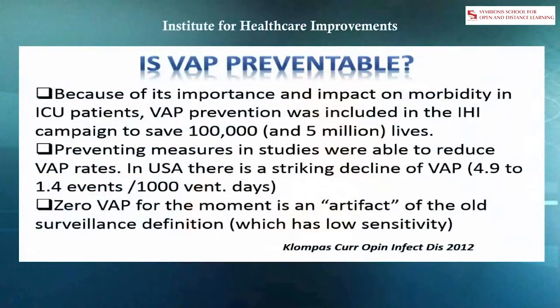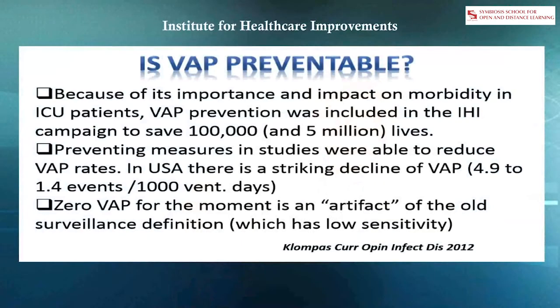So, is VAP preventable? Because of its importance and impact on morbidity in ICU patients, VAP or VAC prevention was included in the IHI campaign to save 1 lakh and 5 million lives. IHI is the Institute for Healthcare Improvement. Preventive measures in studies were able to reduce VAP rates. In the USA, a striking decline in VAP has been seen by applying all these preventive measures. So if a particular hospital can do it, why not the other hospitals?